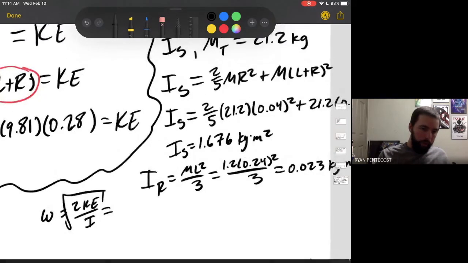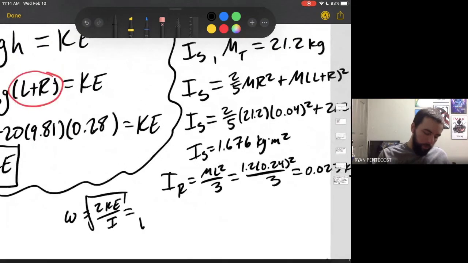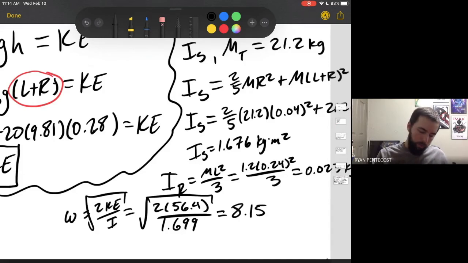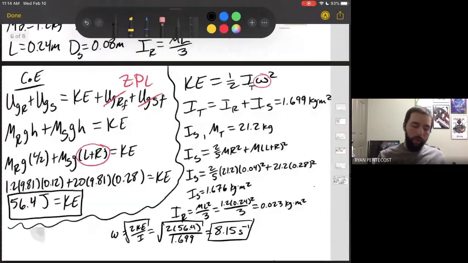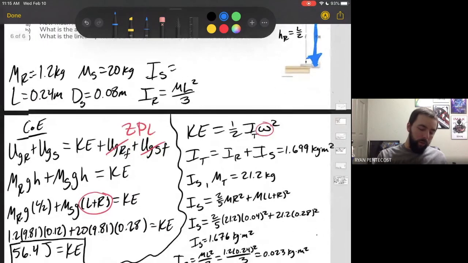So the kinetic energy was what, 56.4? Take the square root of 2 times 56.4 divided by 1.699. And I get 8.15. 8.15, and that will be seconds inverse, radians per second as you read it. So that's how we can find the omega. But this system is complicated. All right, last, what is the linear speed of the center of mass of the ball?